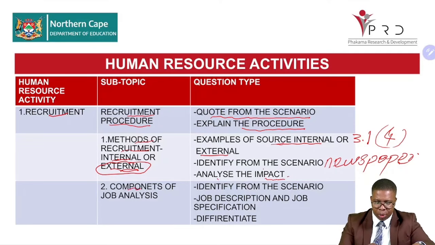Then you can also have components of job analysis, whereby you are required to identify them from the scenario, or you are required to quote them from the scenario. And then you can also be required to differentiate between job description and job specification, which are the components of job analysis. Do not confuse it. The components of job analysis include job description and job specification. And I said you can be required to differentiate. In a section B question, it would be 4, but in an essay, it can be 8 marks.